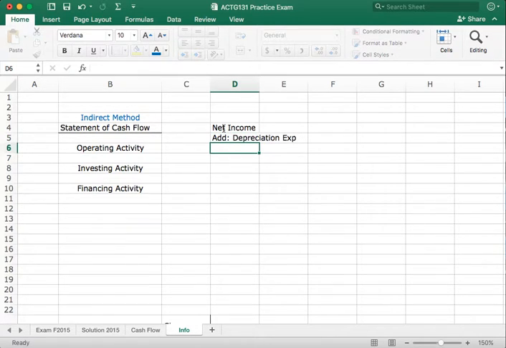The reason for this is that we need to neutralize the effect of depreciation on net income. Depreciation expense, as you remember, is a non-cash entry. We debit depreciation expense and credit accumulated depreciation. So when we do the statement of cash flow, we need to neutralize the effect of any non-cash entry on net income. That includes a gain or loss on the disposal of an asset.